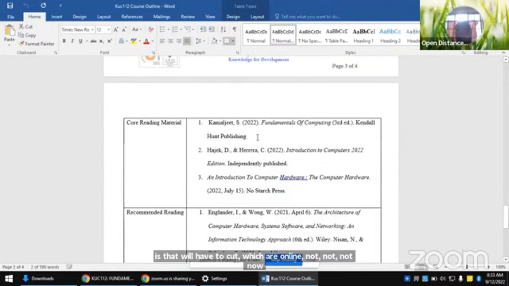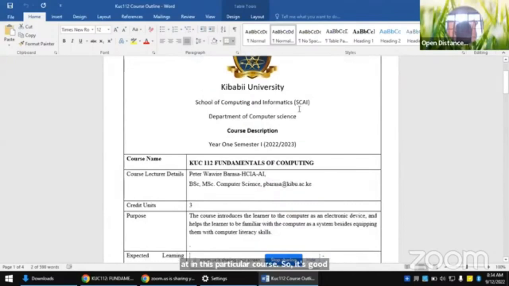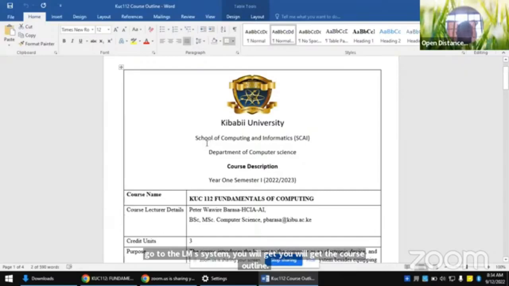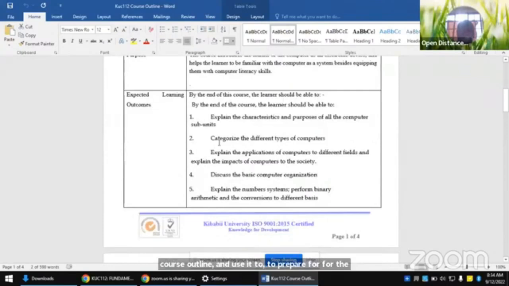Then we have our core reading books, Fundamentals of Computing, and Introduction to Computers. So these are the key elements that we're going to look at in this particular course. So it's good that when you go to the LMS system, in the first section of the LMS, you will get the course outline. Under resources, you can download the course outline and use it to prepare for the next topics that will be delivered. And as I said, there are only six.